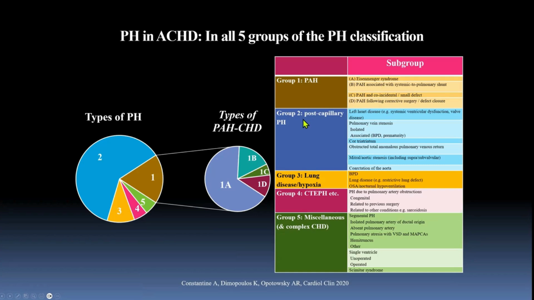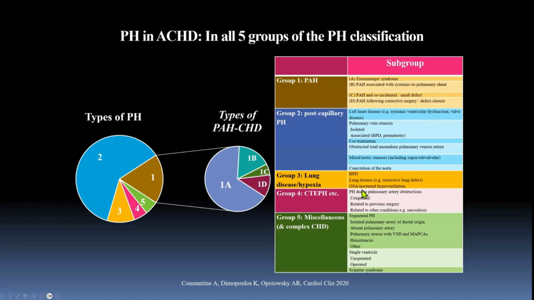But we've got Group 2, postcapillary pulmonary hypertension, which is probably the most numerous, the biggest population of patients with pulmonary hypertension and congenital heart disease. These are left-sided lesions, more rare, like cor triatriatum, but more common, like disease of the mitral and aortic valve, that can cause diastolic dysfunction of the LV, or systolic dysfunction that can cause postcapillary pulmonary hypertension with congenital heart disease. We've got Group 3, patients with bronchopulmonary dysplasia or lung disease.